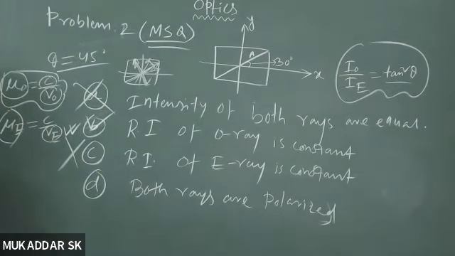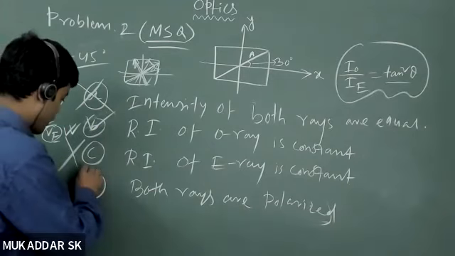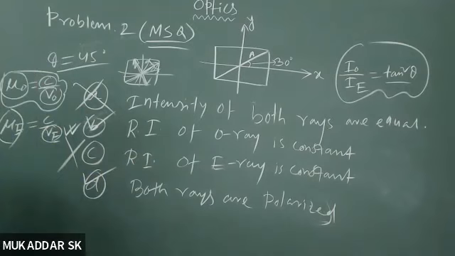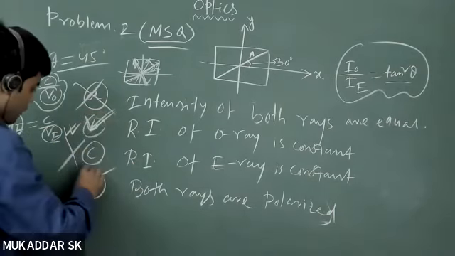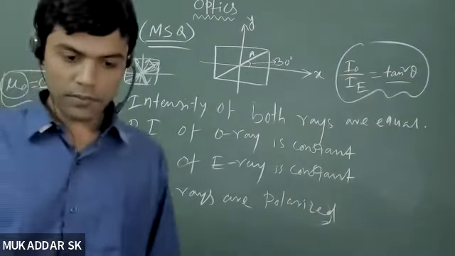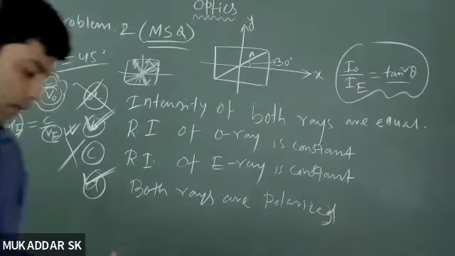Okay, and we have already discussed that both E rays and O rays are plane polarized. That we know. So what are the correct options? Option B will be correct as well as option D will be correct. Is this clear to all of you what I am saying? Is this part clear? Okay.